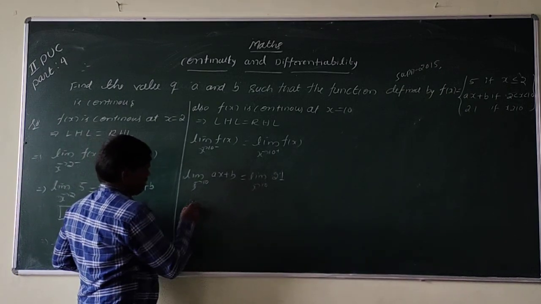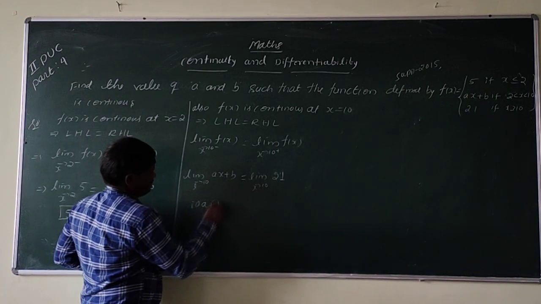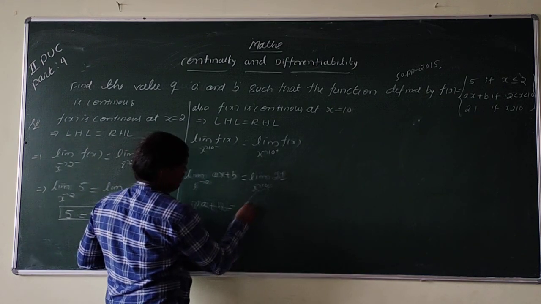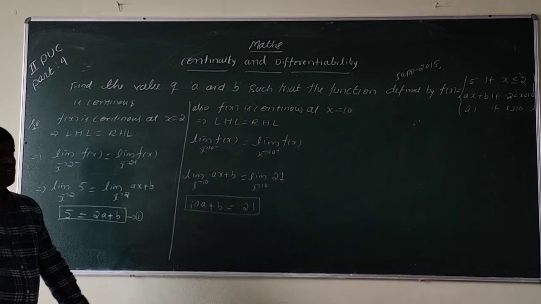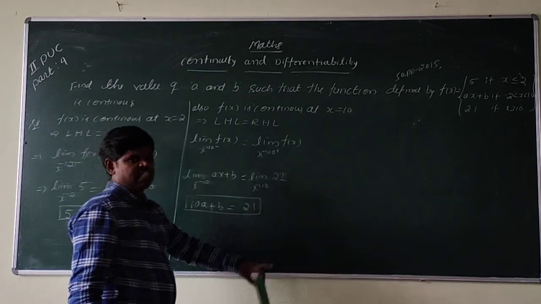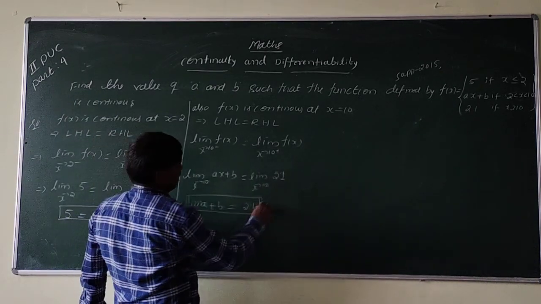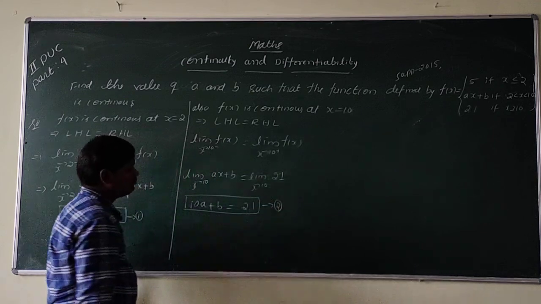So apply the limit, then we get 10a plus b is equal to 21, because the limit of a constant function is constant. Take it as equation number 2.